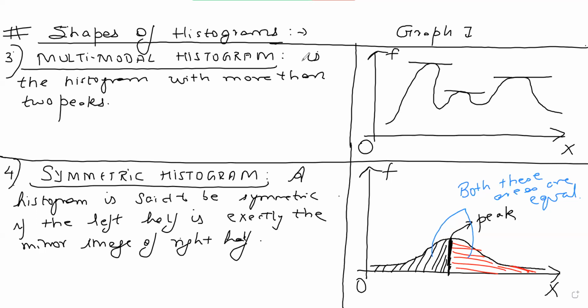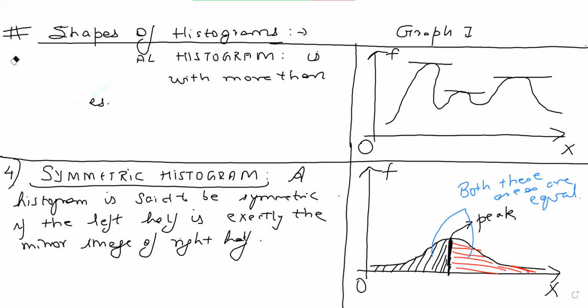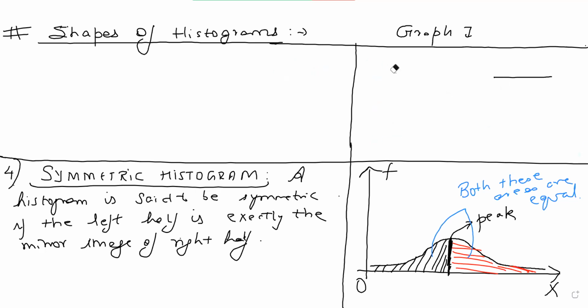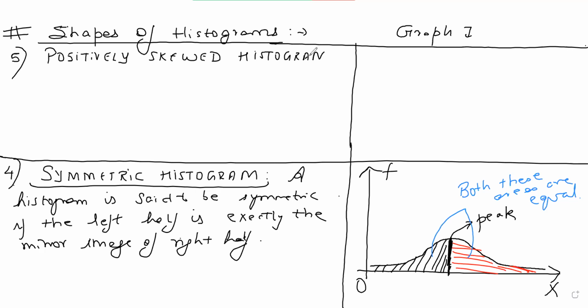Okay. And then on the top, I can write, based on shapes, the fifth kind, which is called a positively skewed histogram. I will be doing symmetry and skewness as a topic later as well. But for right now, just to visualize the graph, what is a positively skewed histogram? Let's look at what is a positively skewed histogram.